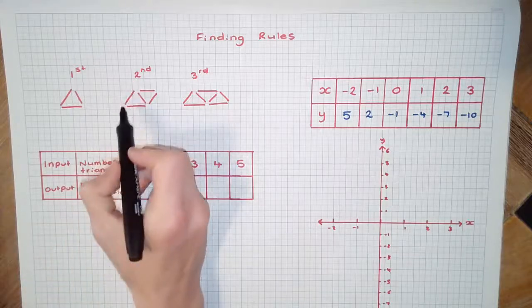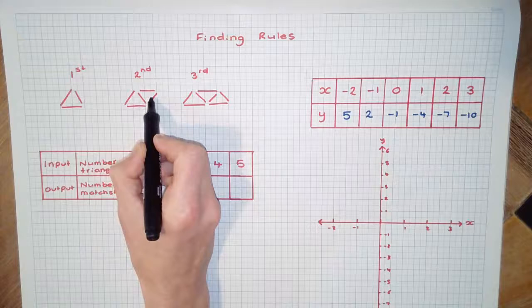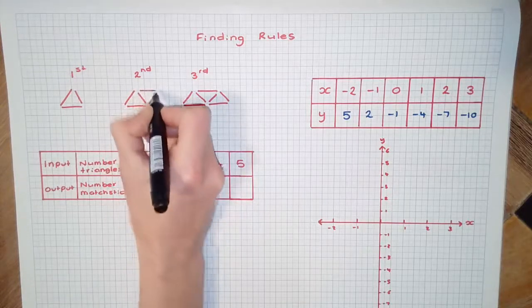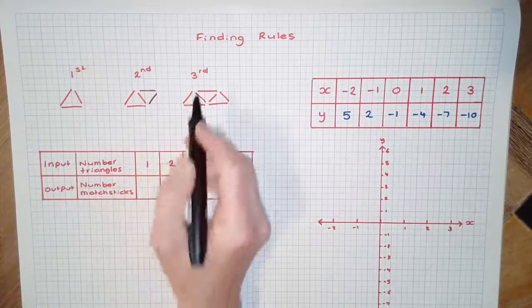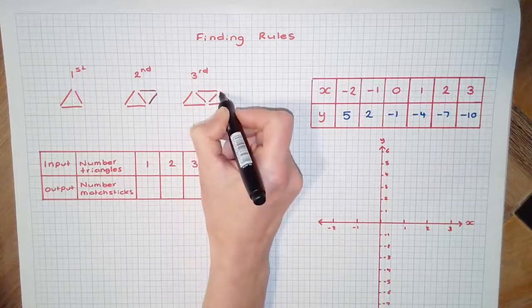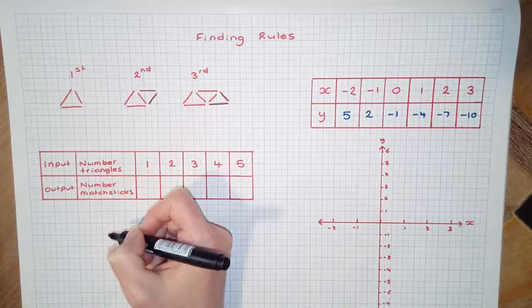In the second pattern, we have 2 triangles using 5 matchsticks. You can clearly see that we've added 2 matchsticks to get the second triangle. In the third pattern, we have 3 triangles, and again we have added 2 matchsticks to get the next triangle.